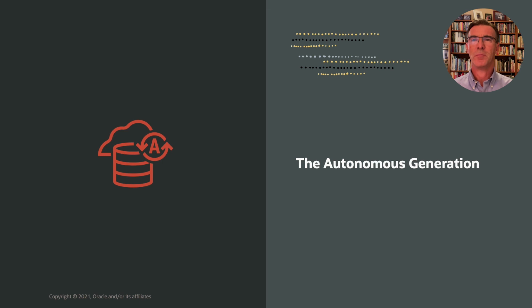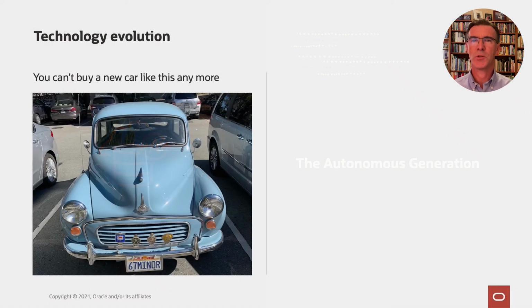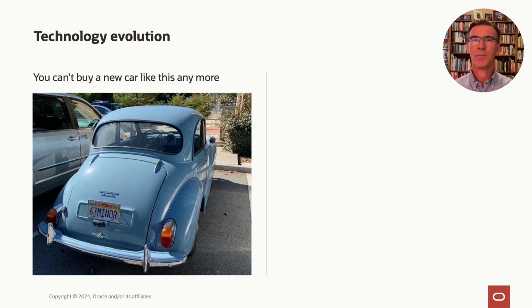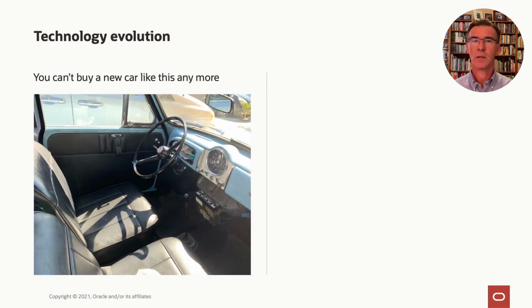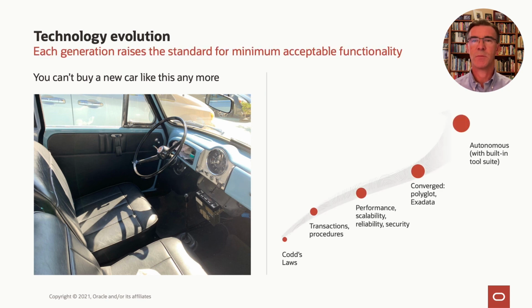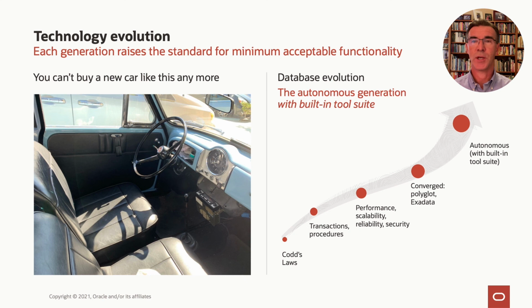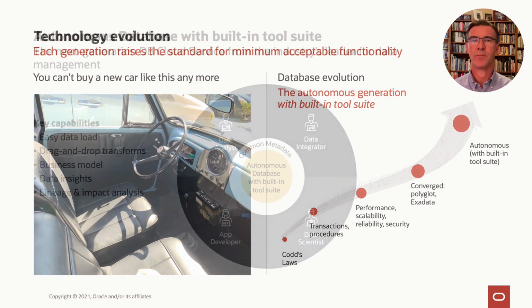Can you imagine buying a new car without Bluetooth, airbags, electric windows, or even cup holders? These are among the basic requirements in the modern generation of cars. But when I was a boy, cars didn't even have seat belts. Correspondingly, with Autonomous Database, we usher in a new generation of database cloud service. And with this new generation, just as with previous generations of database, we raise the threshold for minimal required functionality.